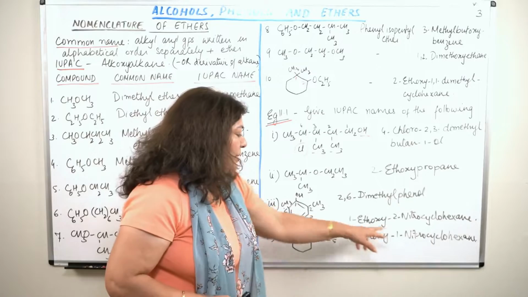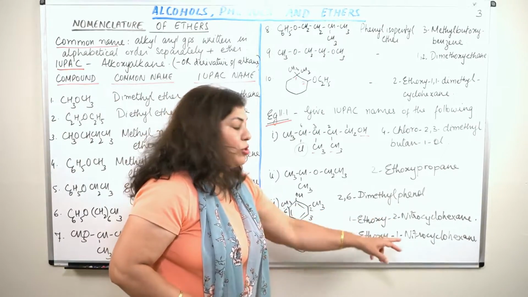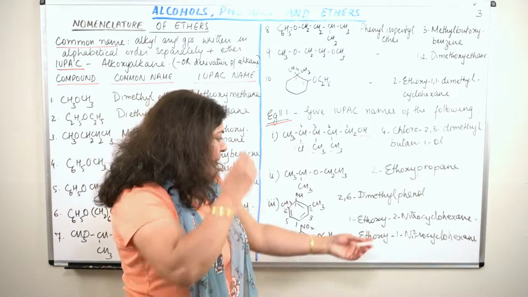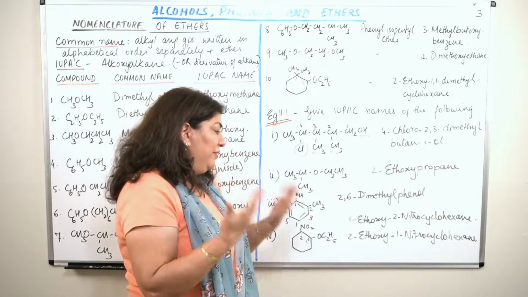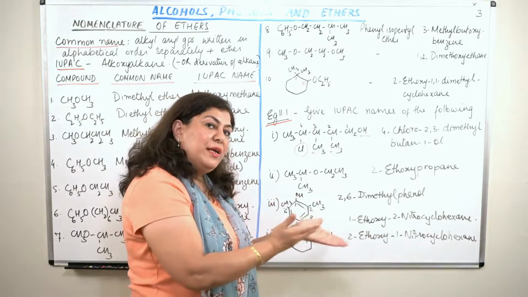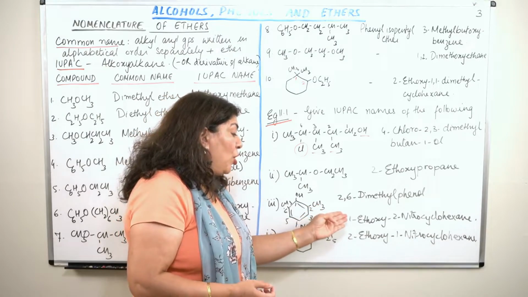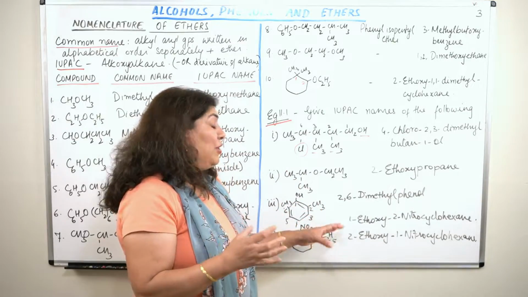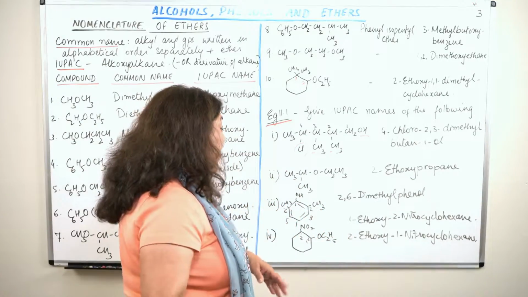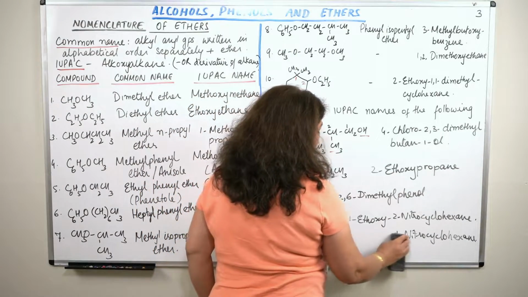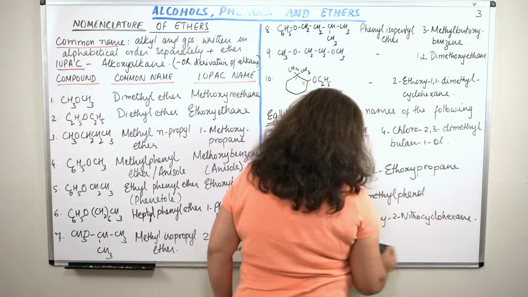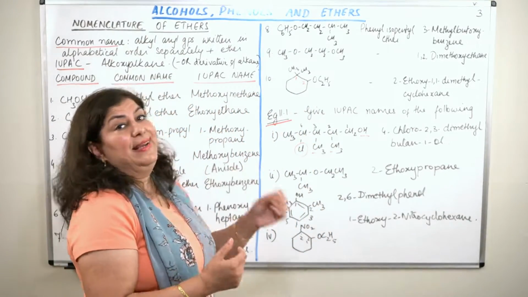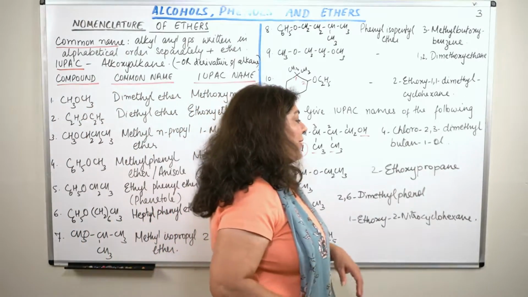Since both have the sum of the locants, this is also 2 plus 1, 3, this is also 2 plus 1, 3. But since I am writing ethoxy first in alphabetical order and nitro later, if I have the choice, since the sum of locants is the same, I will give ethoxy the lower locant, so that it is lower alphabet, lower locant also. It would be better, there would be more symmetry. And the second name I would not choose. So the name of this compound would be 1-ethoxy-2-nitrocyclohexane. So with this, I'll wind up today's video.